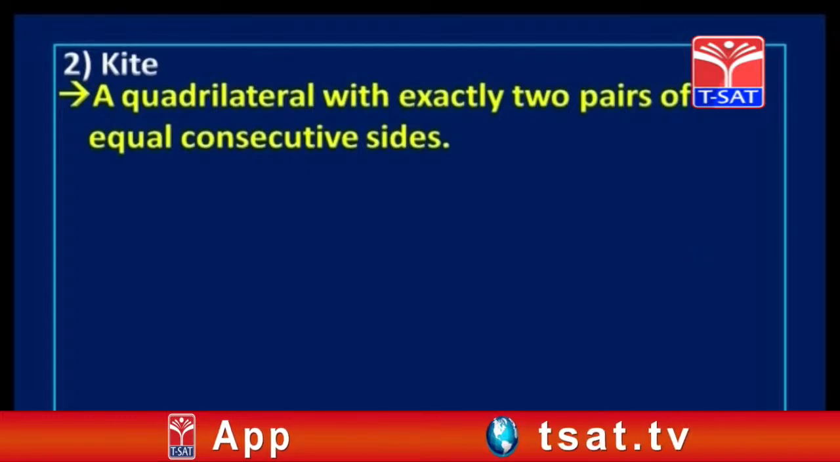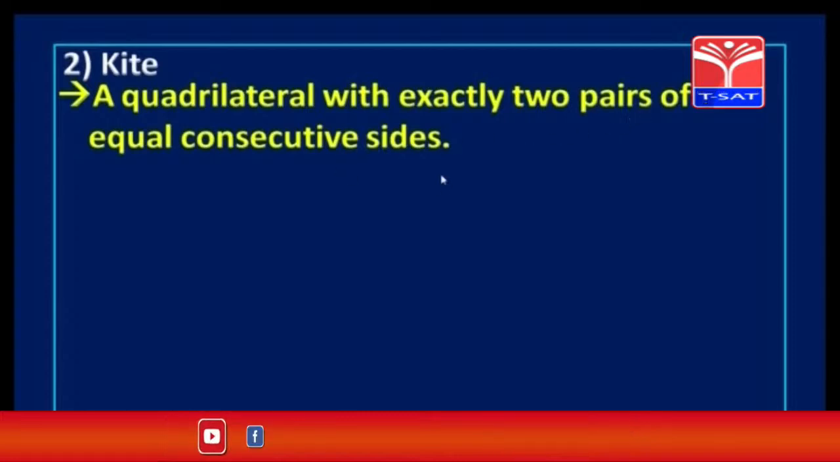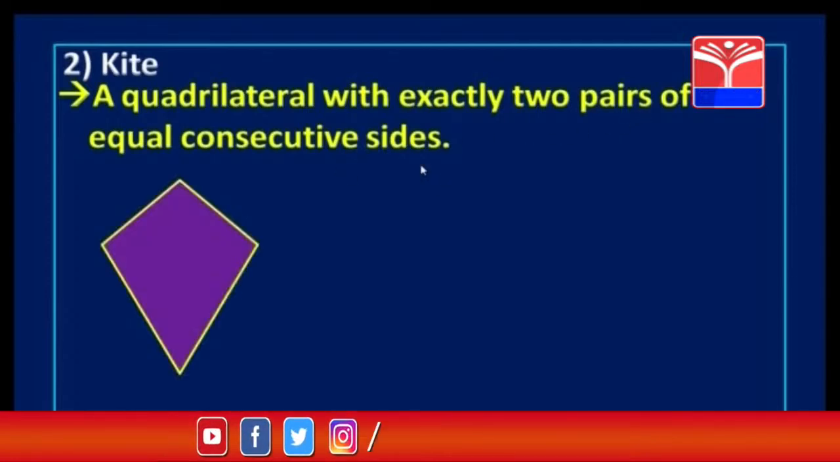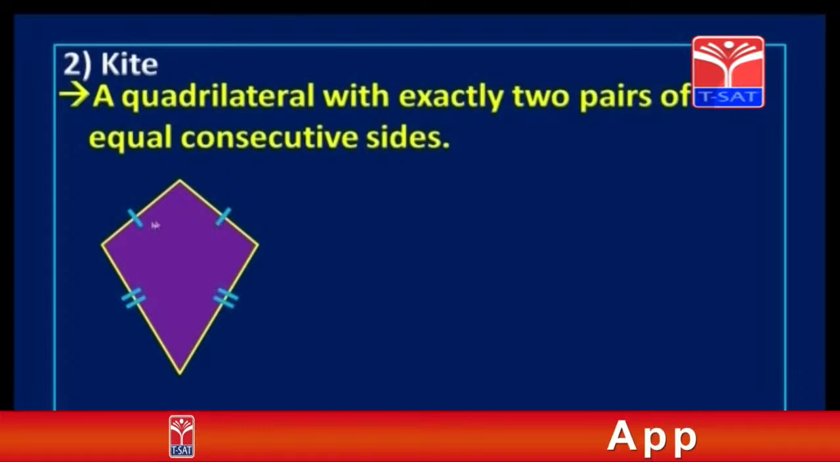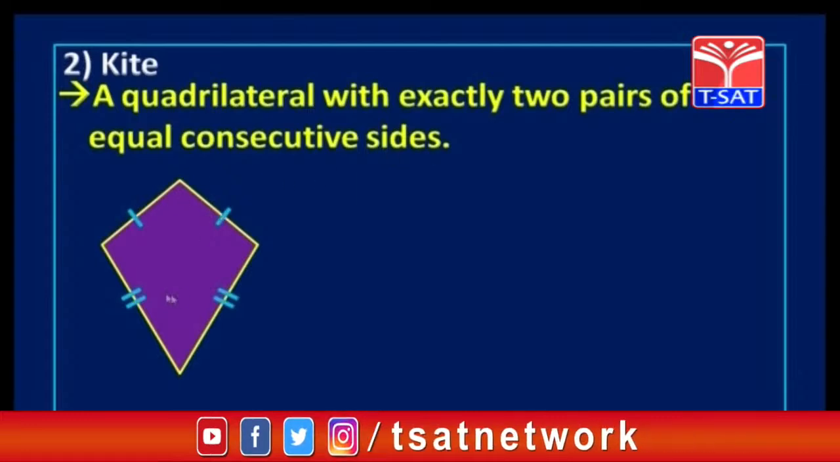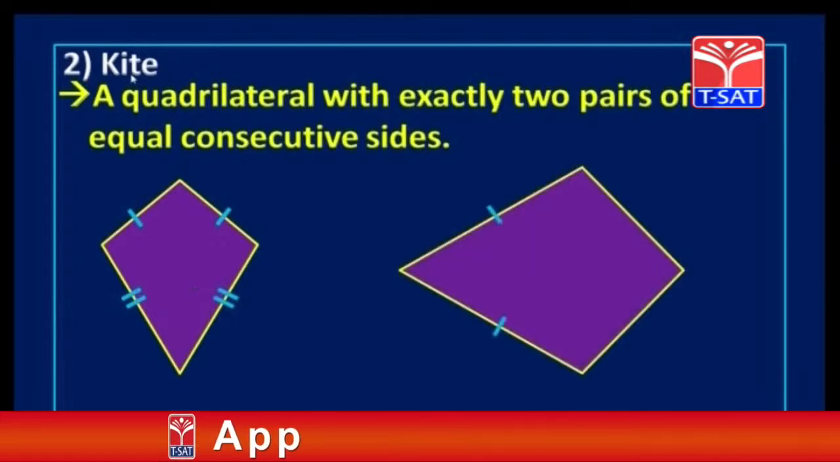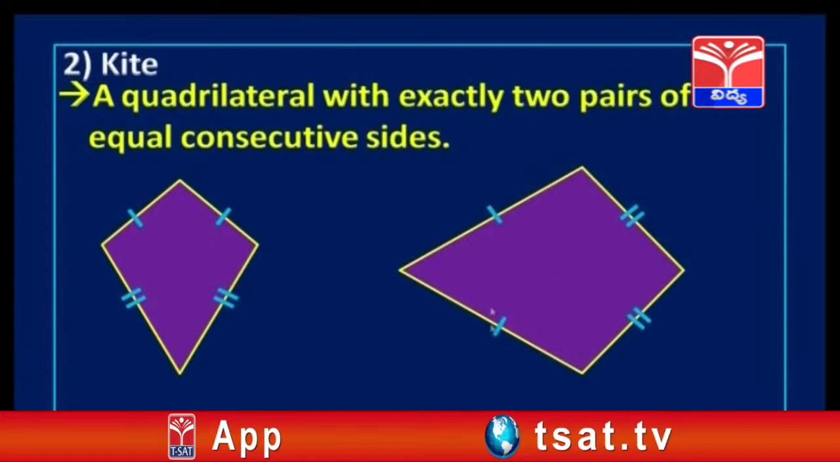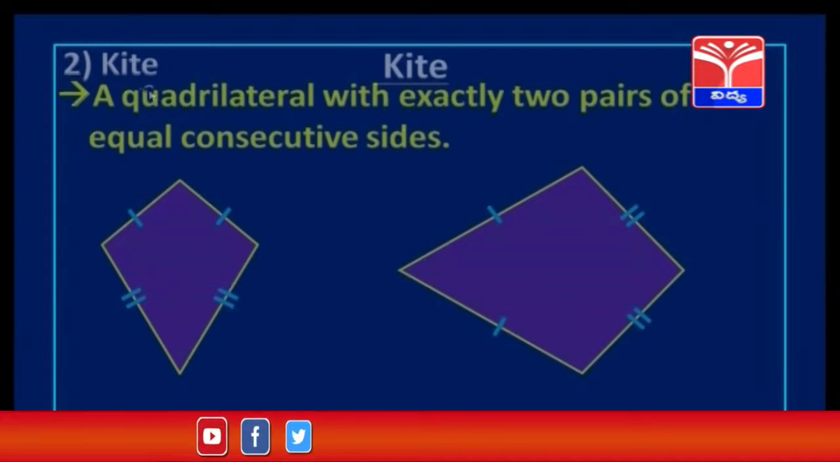Okay, now let us understand what a kite is. A quadrilateral with exactly two pairs of equal consecutive sides, or we can call them adjacent sides. Children, here I am taking a kite and here you can understand that these two sides are equal and these two sides are equal. Means in a quadrilateral you have to have exactly two pairs of equal consecutive sides. So I can call this quadrilateral a kite. I am taking another example here. Yes, these two sides are equal and these two sides are equal. So I can call this also a kite.